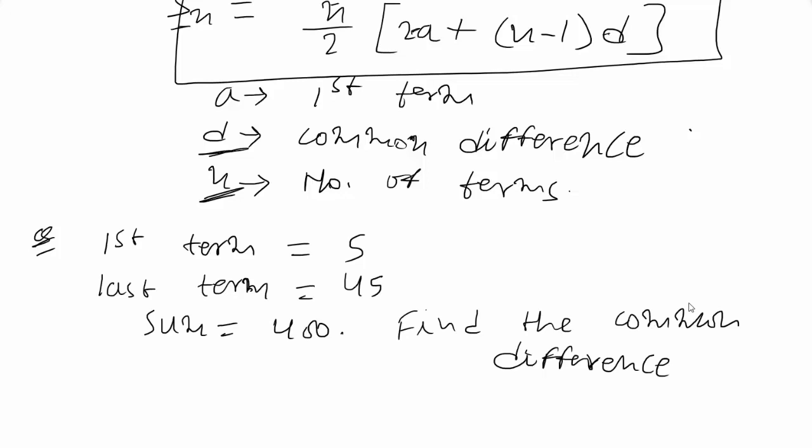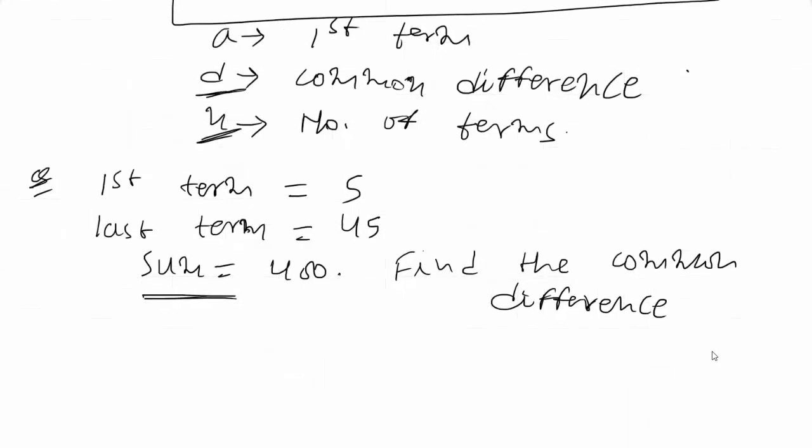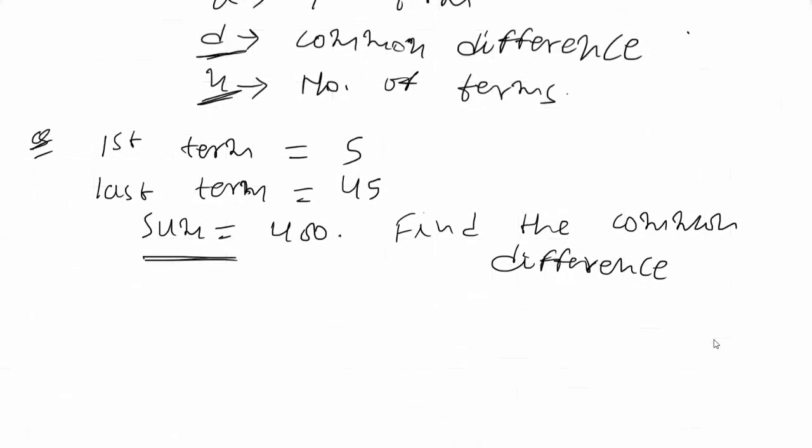The first term of this AP series is given, 5. The last term is given, 45. Summation is also given, and they have asked us to find the common difference. So how do we find common difference? We subtract the first term from the second, or the second term from the third. That is how we used to find the common difference. But here we don't know the second, third or fourth term. We don't even know which term this is, whether it is the 15th term, 12th term, or 10th term.